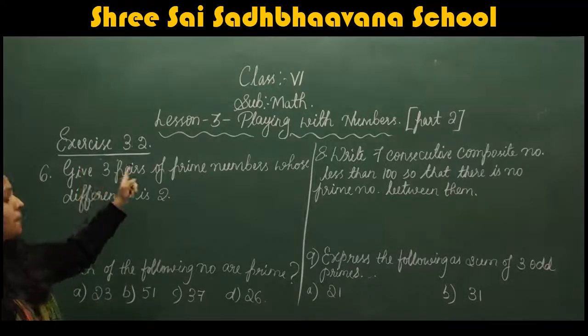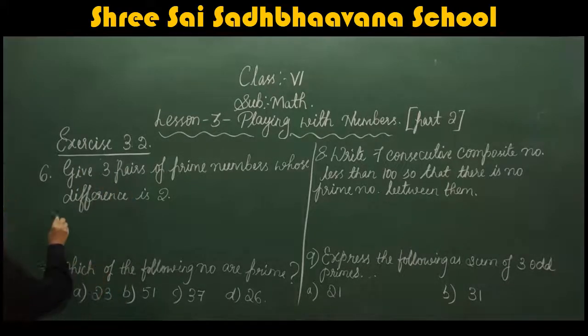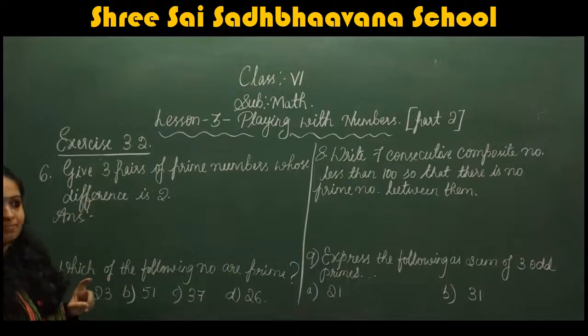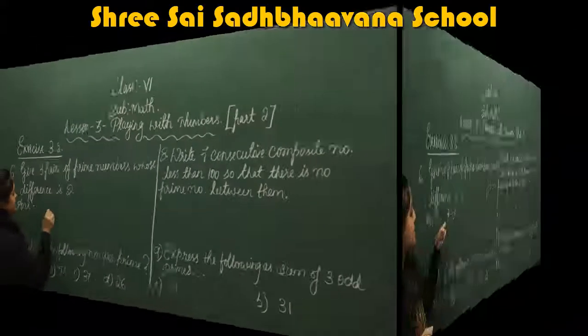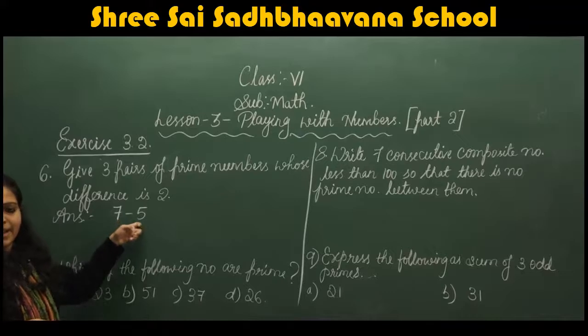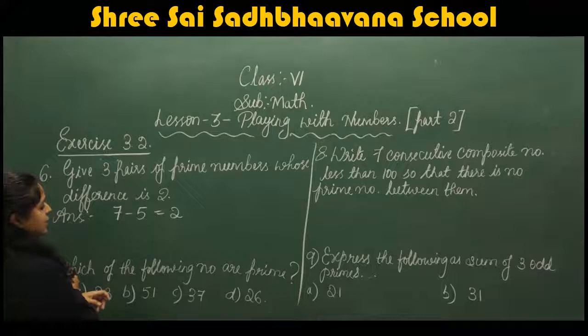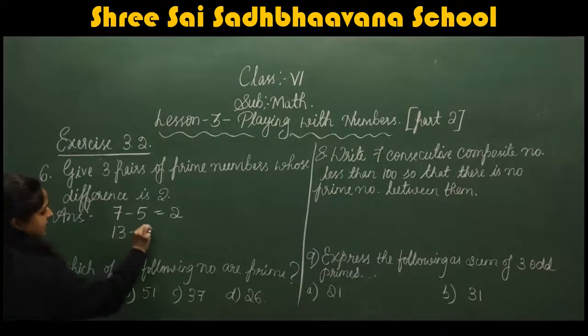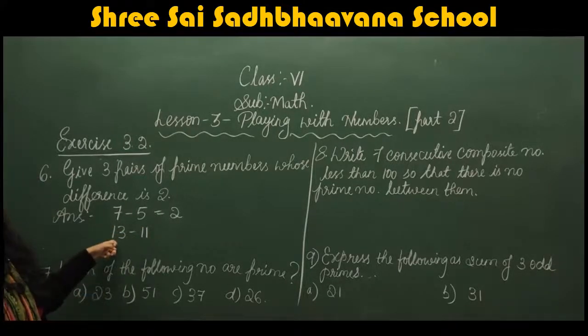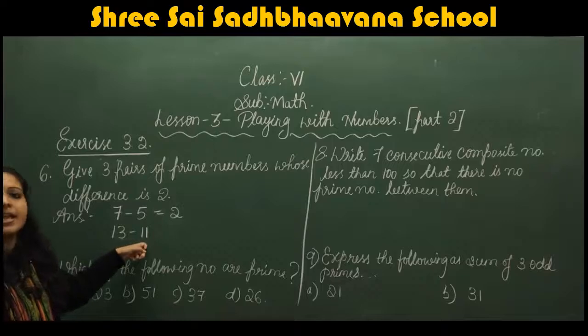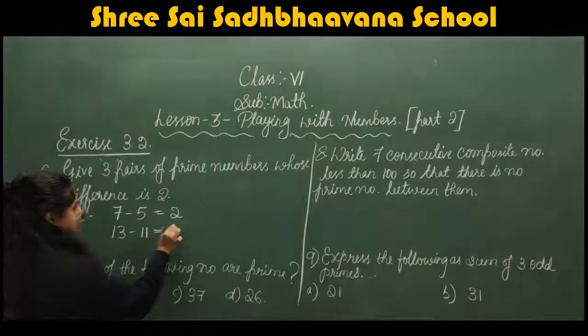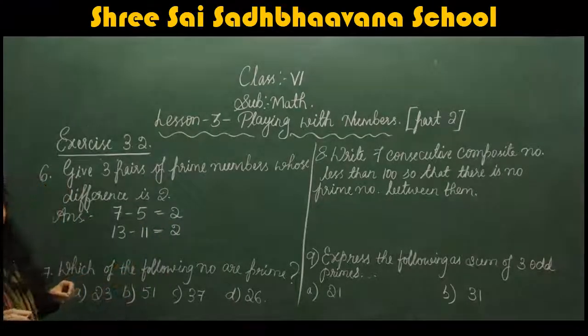You have to give two pairs of prime numbers. So let us see how to write. Two pairs of prime numbers. So let me write: 7 is a prime number, 5 is also a prime number. So 7 minus 5 is 2. Then you can write 13 minus 11, where you can find 13 is also a prime number, 11 is also a prime number. So the difference is 2.